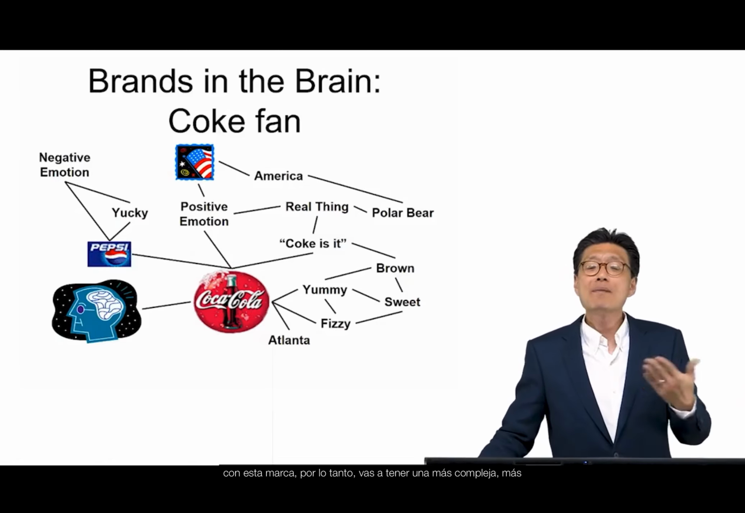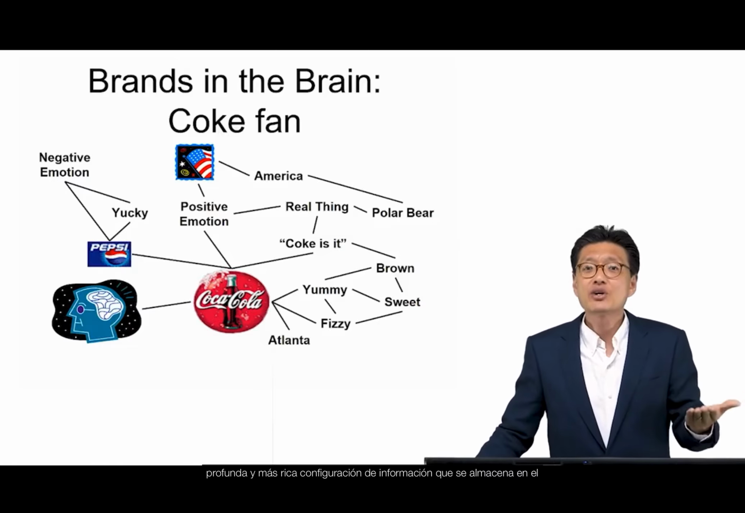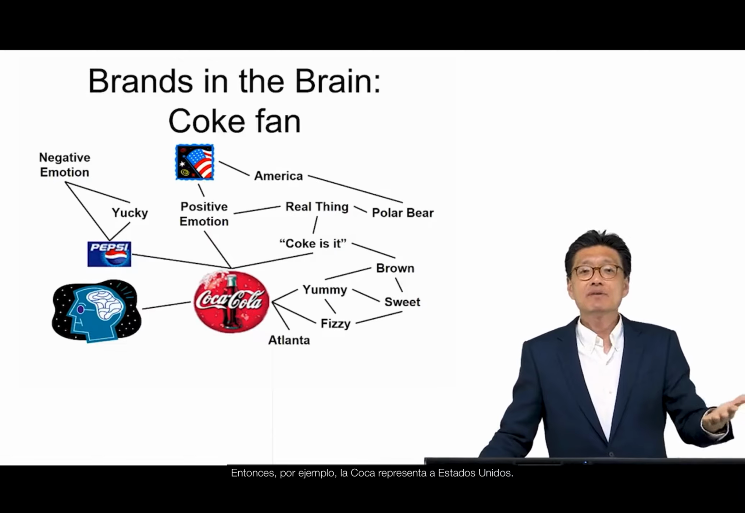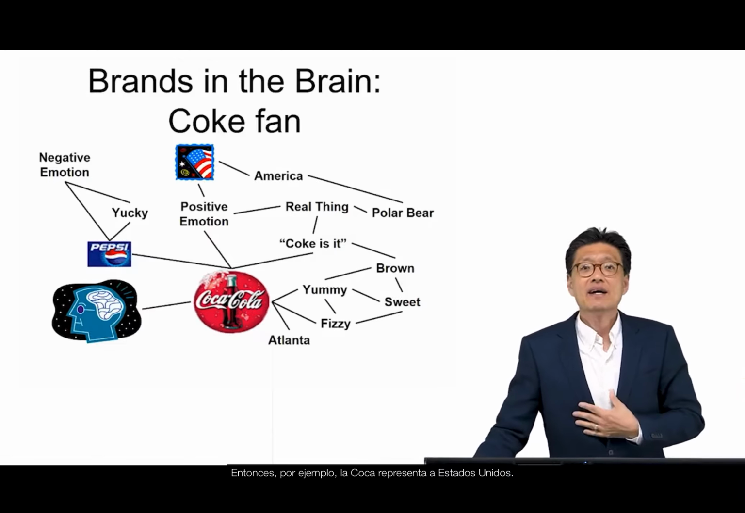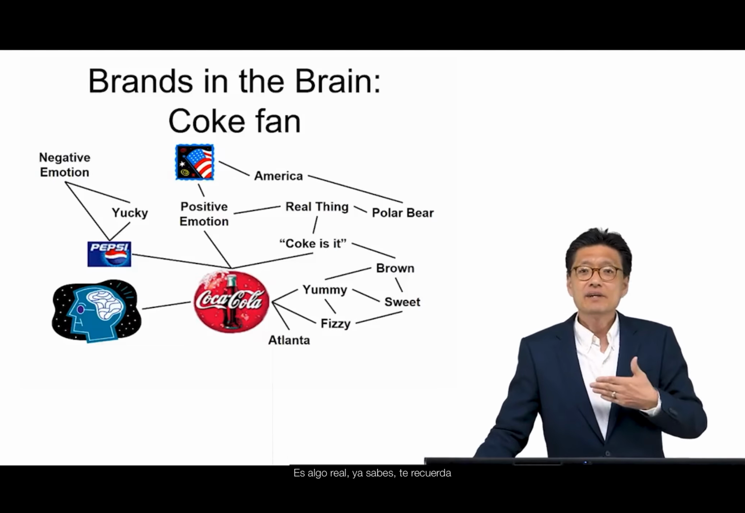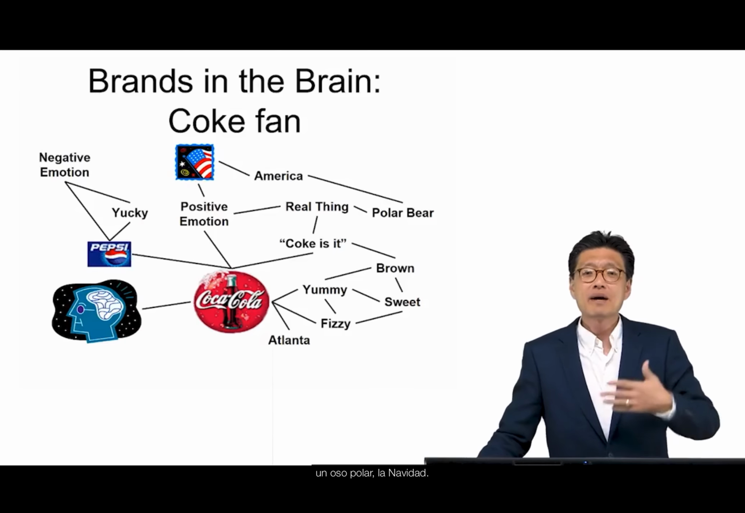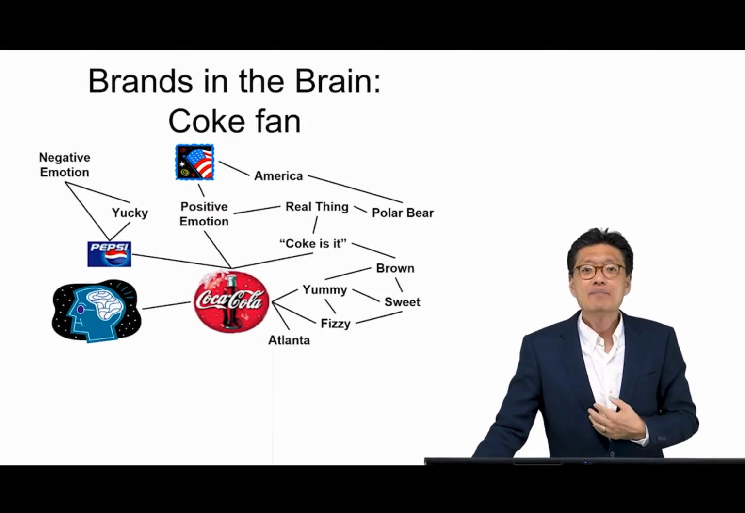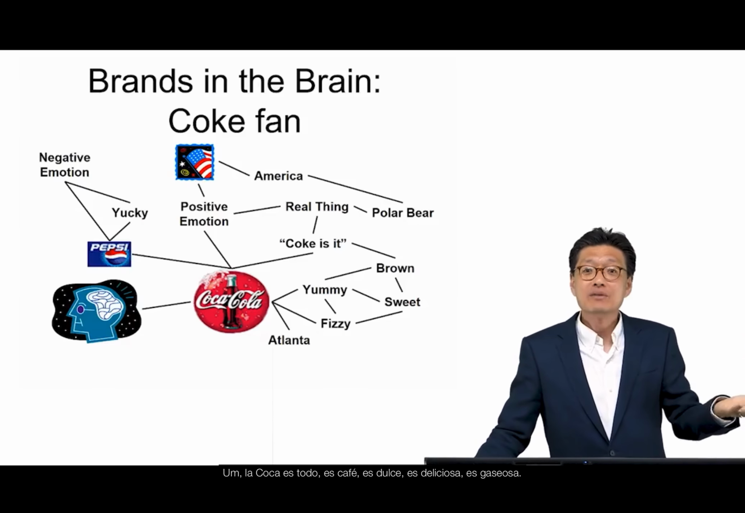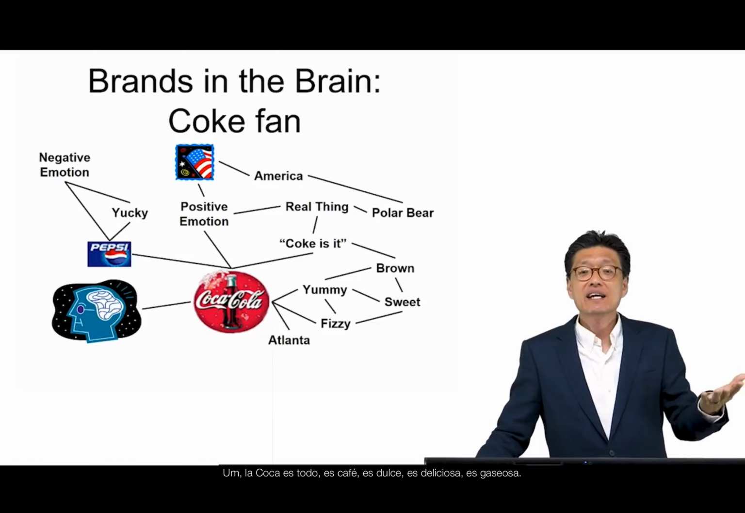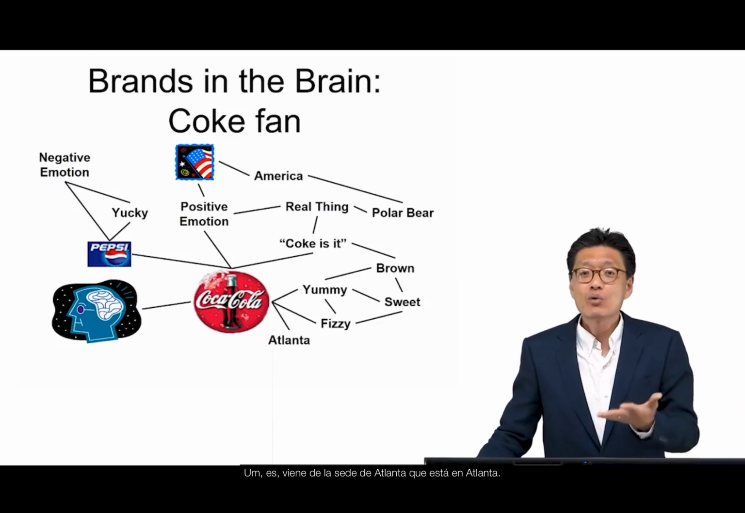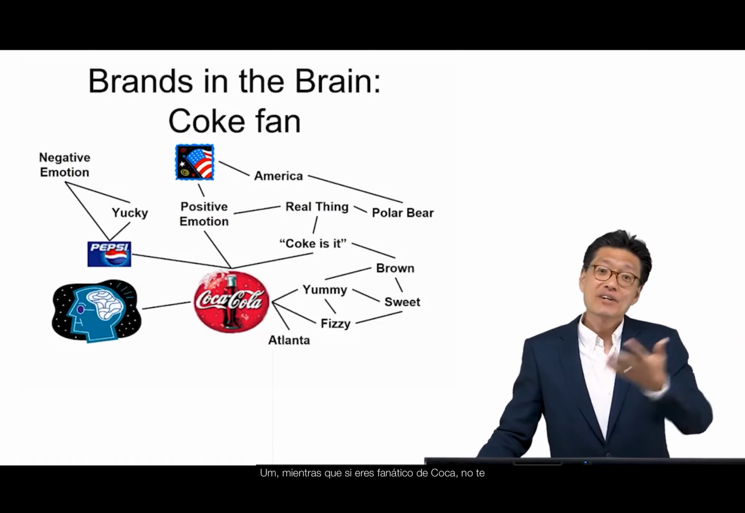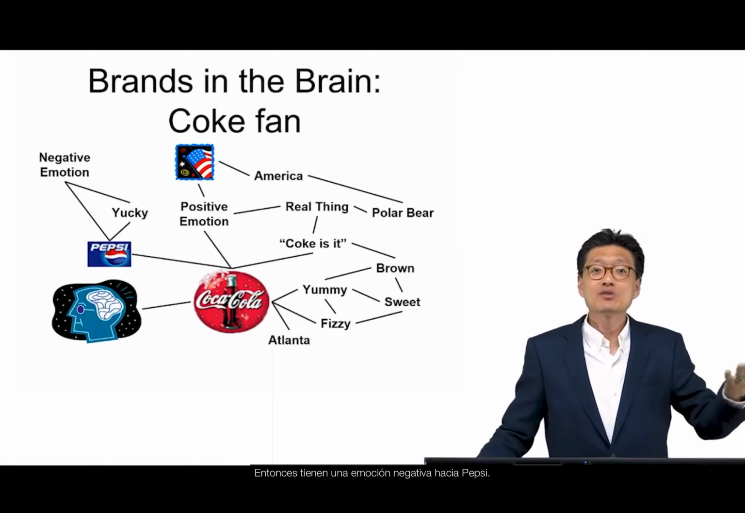Therefore, you're going to have a more complex, deeper, and richer configuration of information stored in the brain. So, for example, Coke represents America. It's the real thing. It reminds you of polar bears and Christmas. It's red, or it could be white. Coke is it. It's brown. It's sweet. It's yummy. It's fizzy. It comes from Atlanta; headquarters is in Atlanta. Whereas if you're a Coke fan, you're not going to like Pepsi. So they have a negative emotion towards Pepsi.